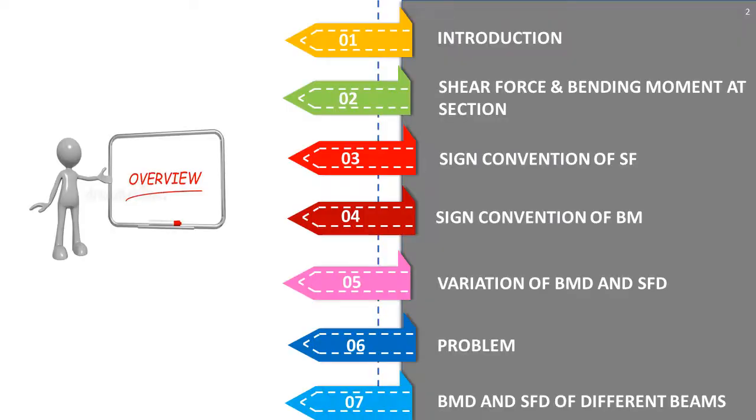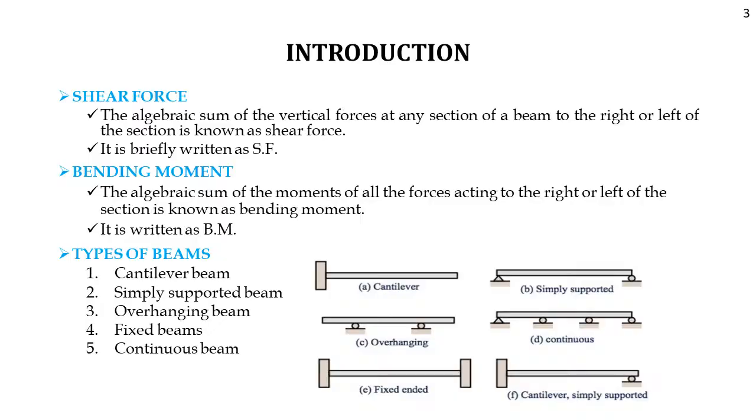Today I am going to discuss the concept of bending moment and shear. This is the overview of my presentation. An introduction. Shear force is the algebraic sum of the vertical forces at any section of a beam to the right or left of the section, and it is briefly written as SF. Bending moment is the algebraic sum of the moments of all the forces acting to the right or left of the section, and it is written as BM.